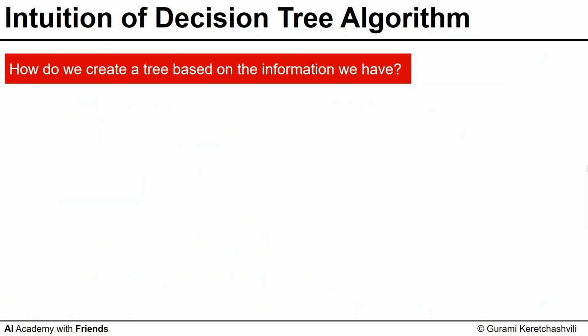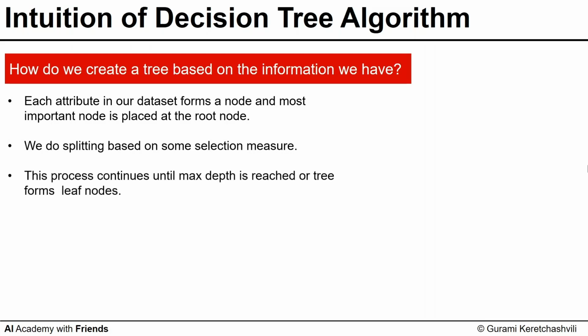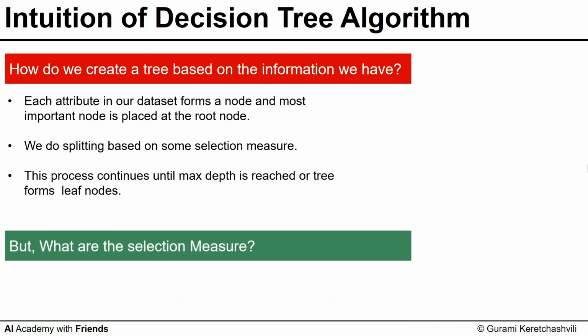What is the intuition behind the decision tree algorithm? First, each attribute in our dataset forms a node, and the most important node is placed at the root node. Then we do splitting based on some selection measure, and this process continues until the maximum depth is reached or the tree forms leaf nodes. But wait a minute, what are the selection measures? How can we split the data into subnodes?